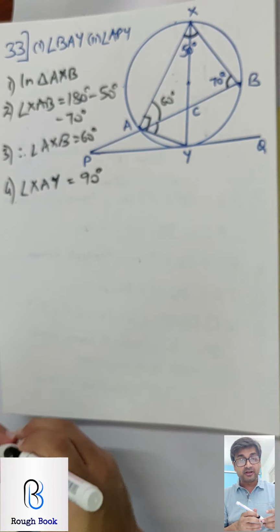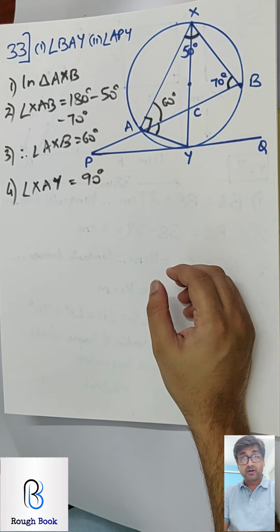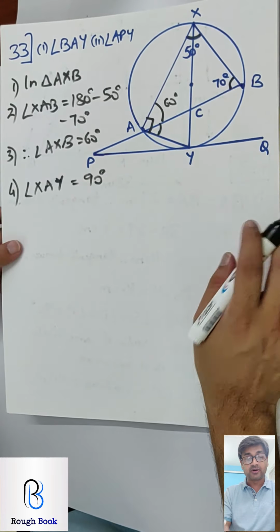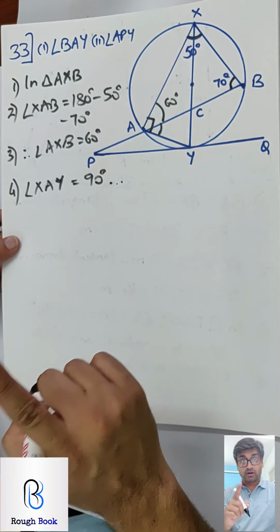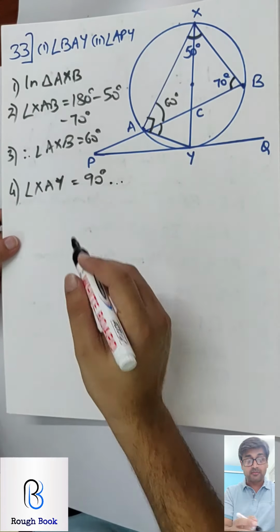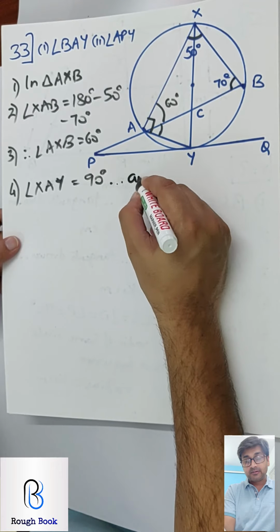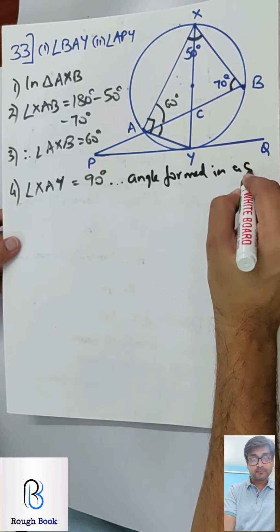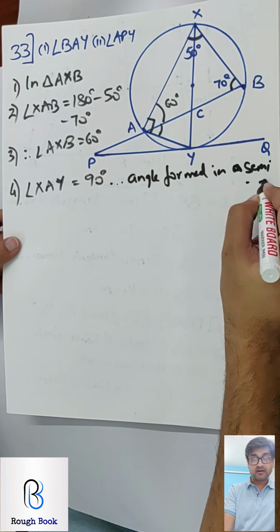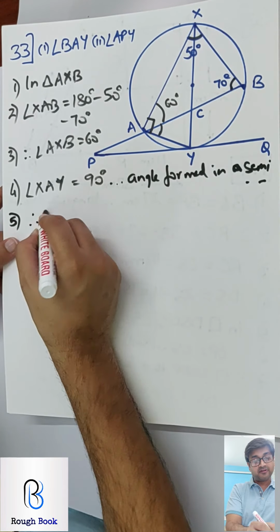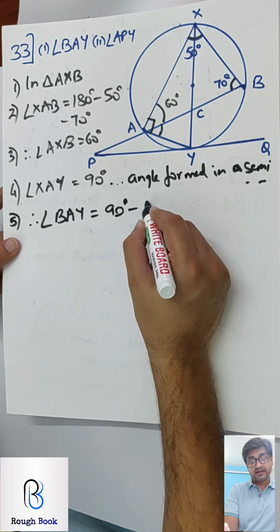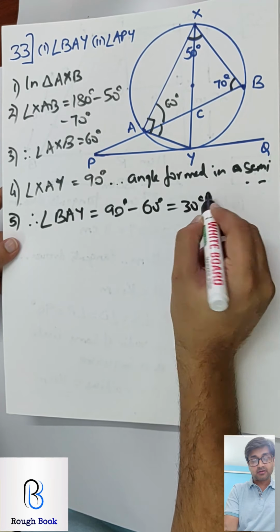Why is it 90? Tell me the reason. I hope you've learned all the reasons. I have put all the properties in the description. Please take it down nicely. In case you still have not learned, pause now, learn it and then come back. So angle formed in a semicircle is a right angle. Complete the statement. And therefore straight away we can say BAY is 90 minus 60, that is 30.